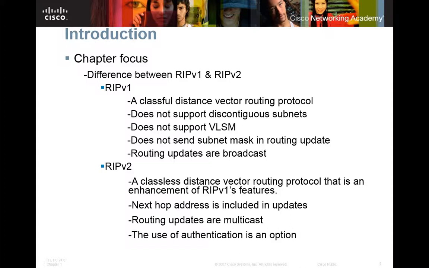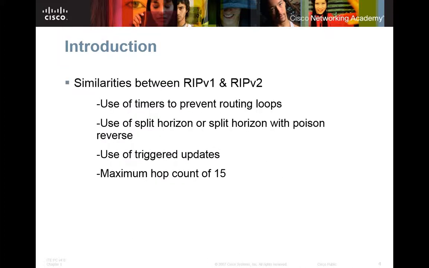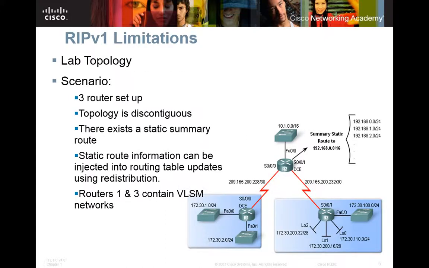Okay? RIP version 2 is classless, which means you can use VLSM or CIDR. The next hop is always included. Routing updates are multicast instead of broadcast. And then you have authentication if you want. Alright? Both have a maximum hop count of 15. That means it can only go 15 hops to find it. Alright.